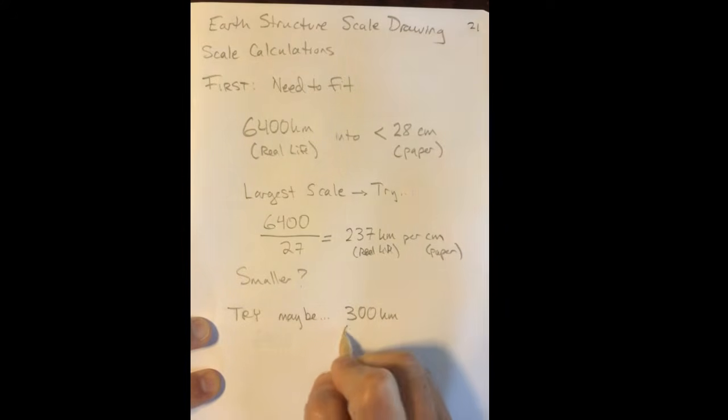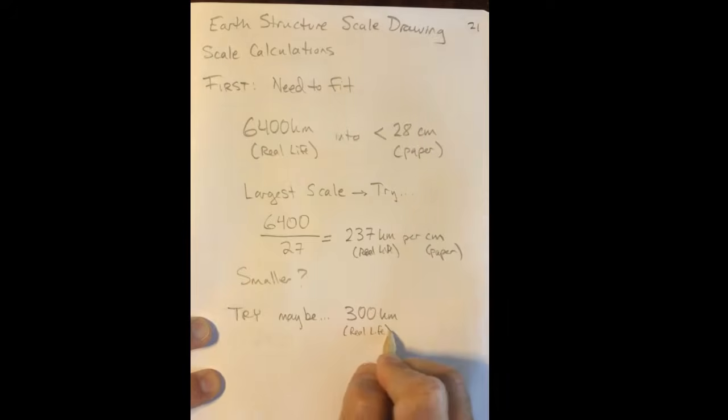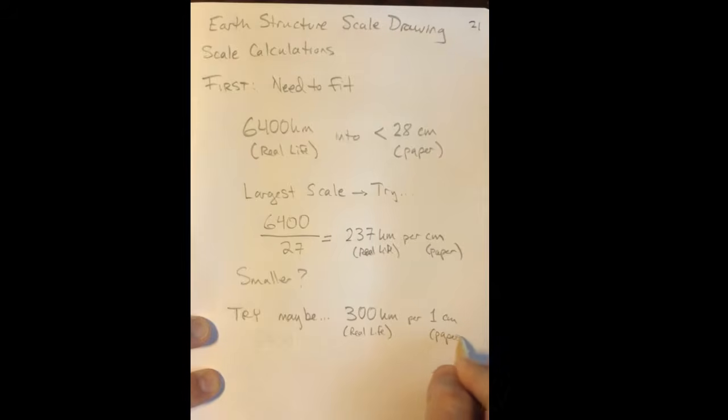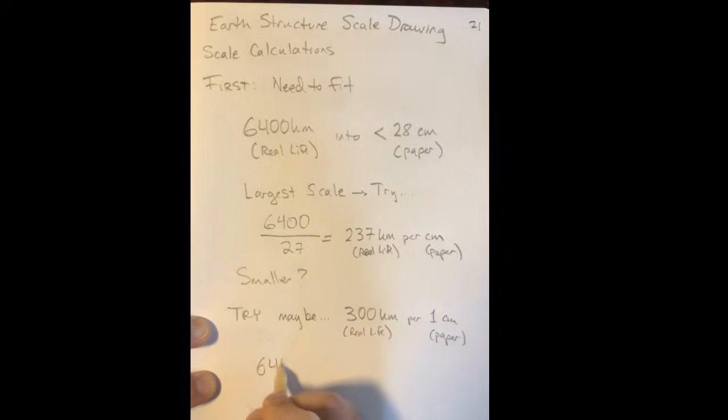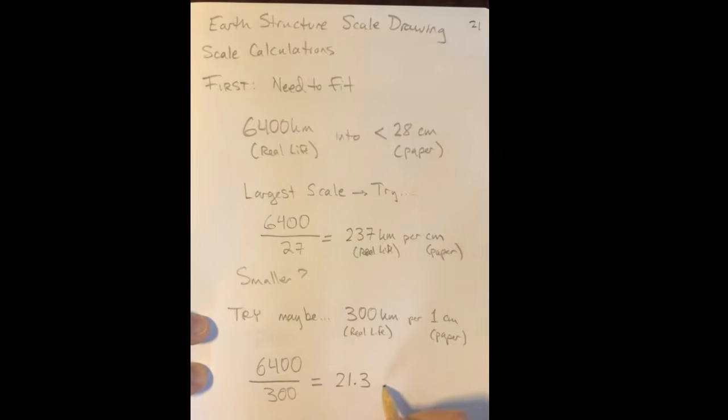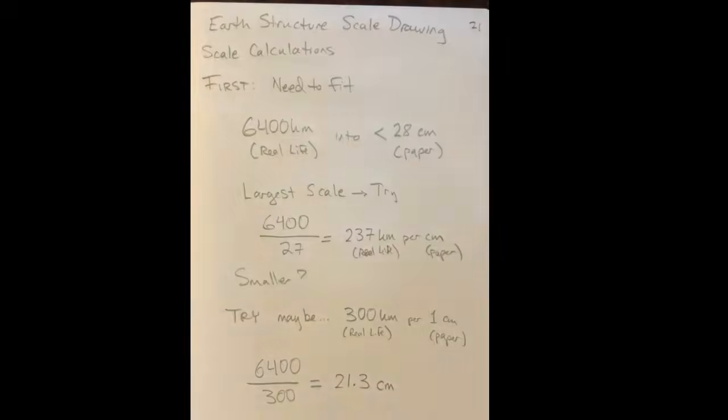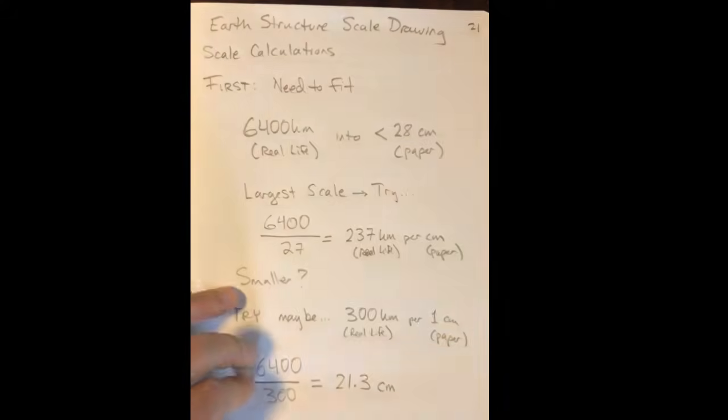Let's try 300 kilometers in real life per 1 centimeter on paper. Let's see how long the Earth scale drawing would be in that case. I'm going to take my total, 6,400 kilometers, divided by that scale, which is 300, and that gives me about 21.3 centimeters. Well, that works out really well because if I put that on my paper, it gives me a few centimeters on either end to play with for title and things like that. I think I'll use that scale of 300 kilometers in real life is 1 centimeter on paper.